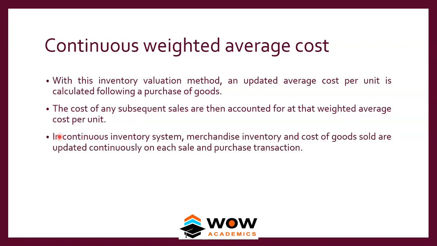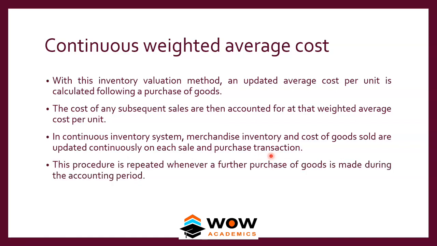Okay, in a continuous inventory system, merchandise inventory and the cost of goods sold are updated continuously on each sale and purchase transaction. So it's like constantly they are revising it. This procedure is repeated whenever a further purchase of goods is made during that accounting period. So any time a purchase is made, the price is refreshed.